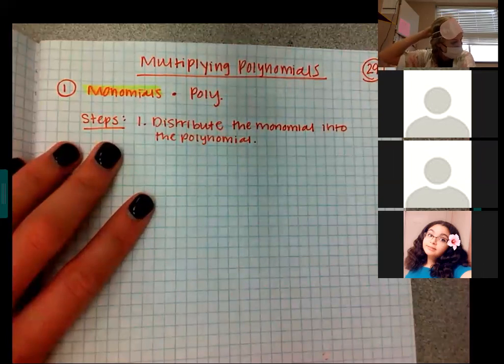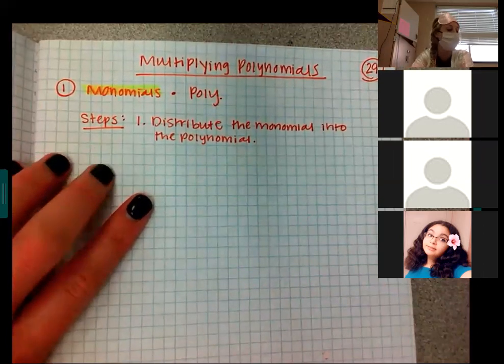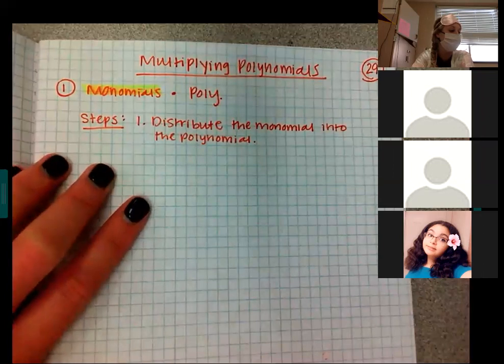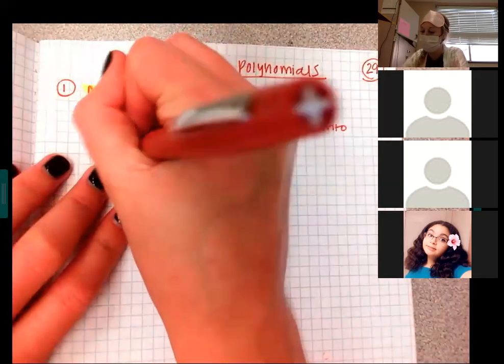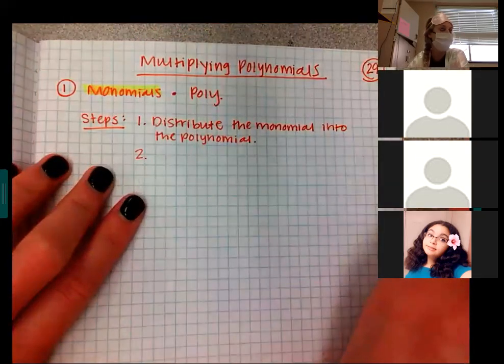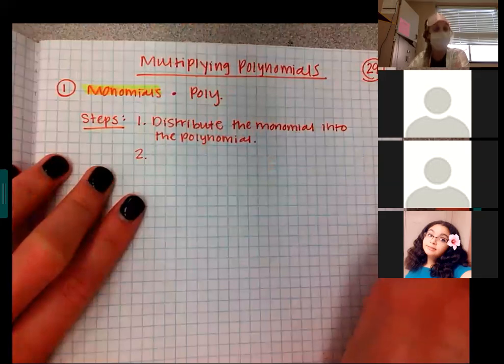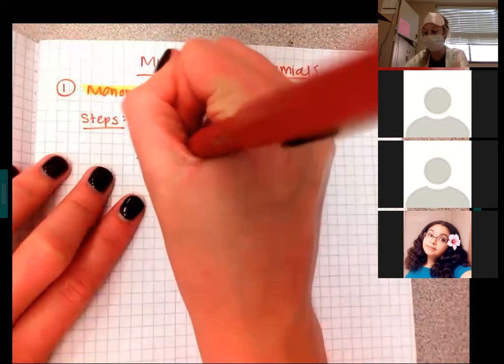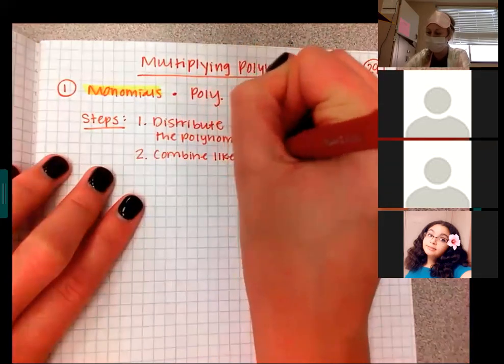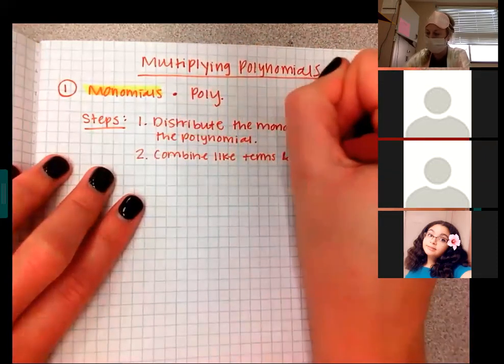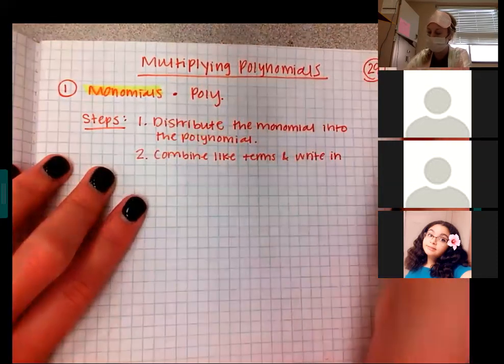All right, distribute the monomial into the polynomial. That's step 1. And then step 2, after you distribute, what do you think step 2 is going to be? Simplify. Yeah, combine like terms and simplify. Put it in standard form. So combine like terms and write in standard form.